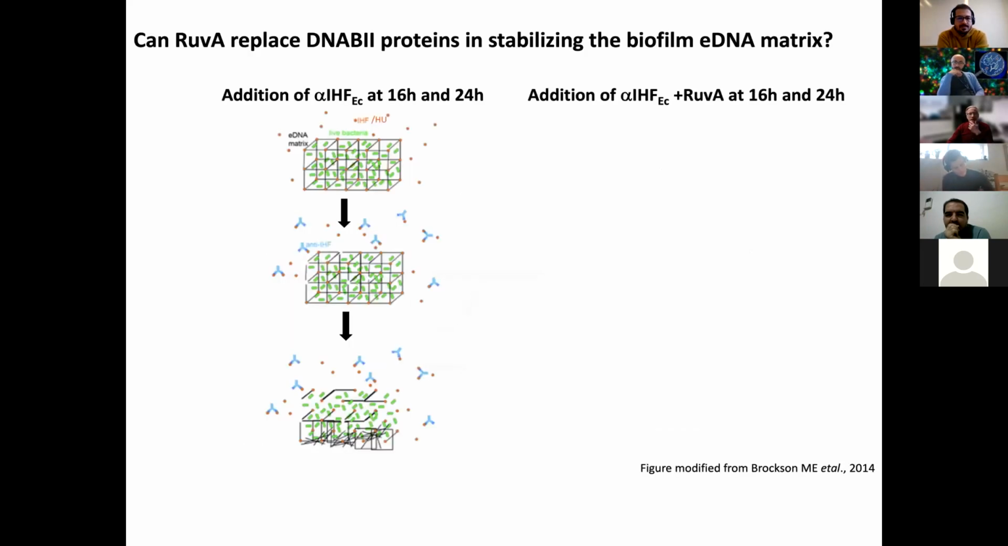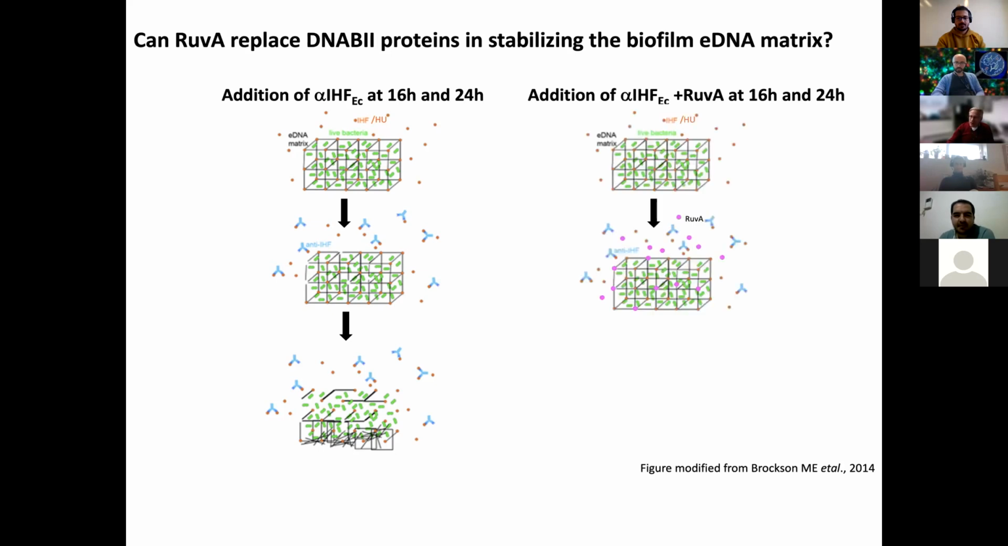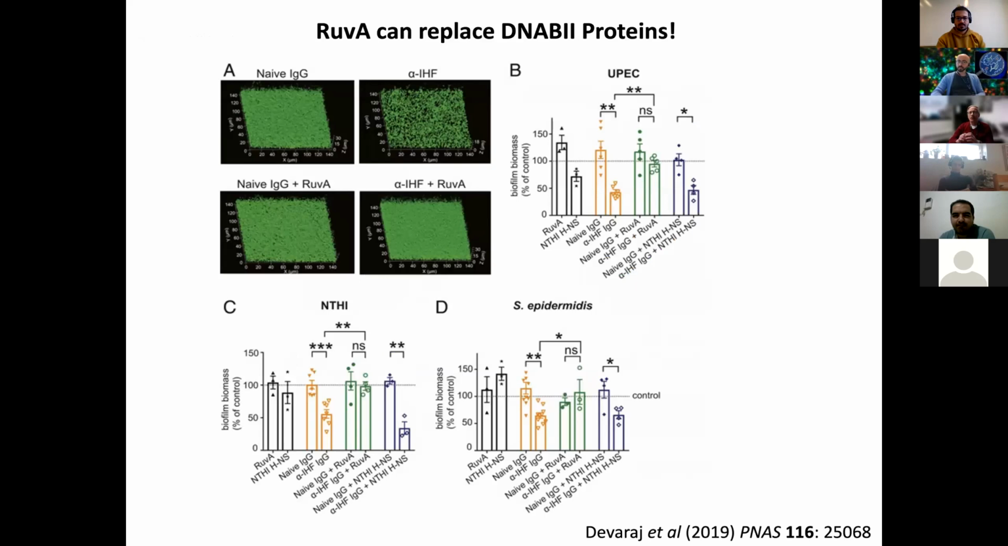So our experiment was as follows. We would take a biofilm. We would treat the biofilm with anti-DNABII protein, in this case anti-IHF, which would normally disrupt the biofilm. But at the same time that we were adding the anti-IHF, we were going to add RuvA simultaneously. And if we were correct that one of the roles of the DNABII proteins was to stabilize those Holliday junctions, then RuvA should be able to replace IHF, i.e. it would be an equivalent binding protein. And that's exactly what we saw. We looked at 3 different species of bacteria, uropathogenic E. coli, nontypeable Haemophilus influenzae, and Staphylococcus epidermidis, all very strong biofilm formers.